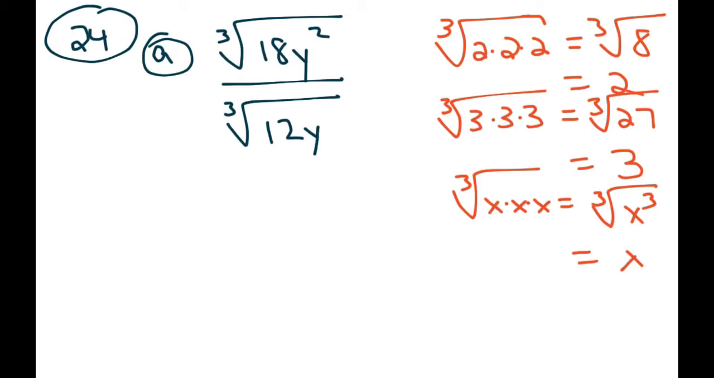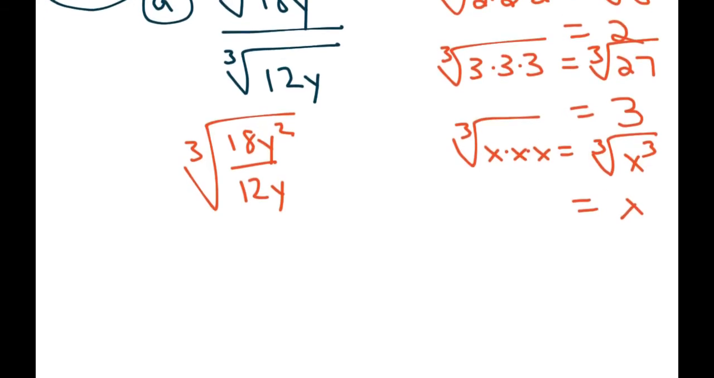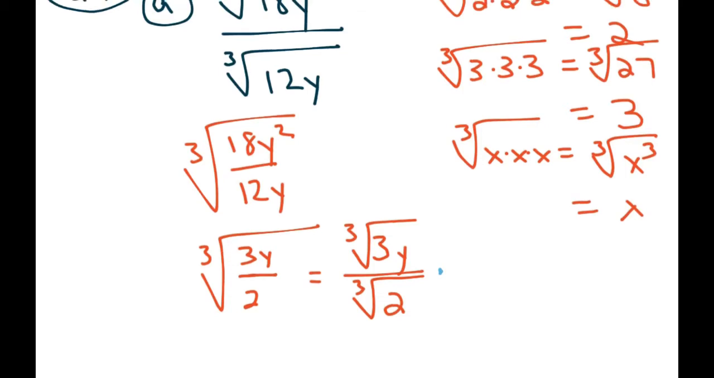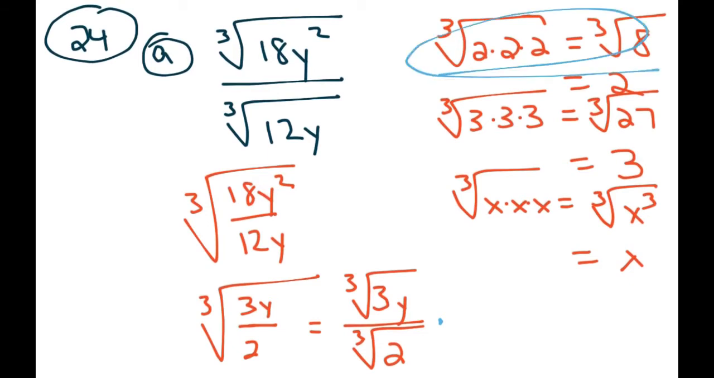So in this problem, one of our properties of radicals says that I can start by simplifying this. That's going to make my problem a little bit easier. So 18 over 12 is 3 over 2, and y squared over y is y in the numerator. Now I'm going to rewrite this again, because now it looks a little bit nicer. To get rid of the cube root of 2 in the denominator, I need to change it so that it's the cube root of a number I can take the cube root of. Well, I can't take the cube root of 2, but I can take the cube root of 8.